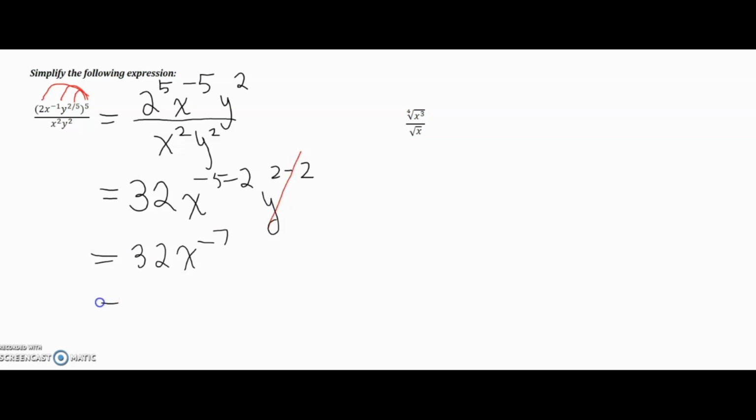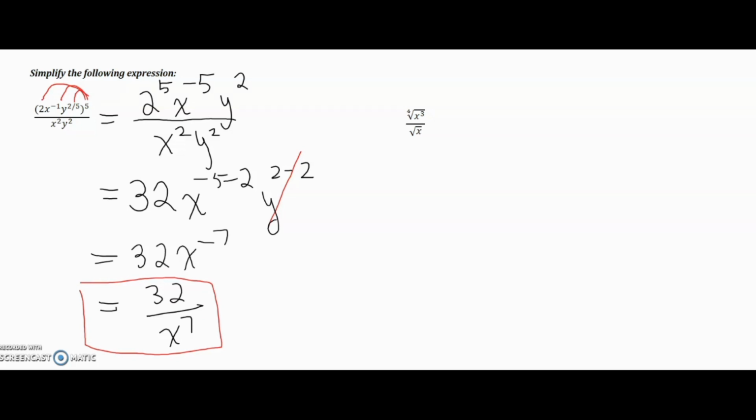All I need to do next is just rewrite that negative power positive. So 32 stays on top. On the bottom, I get x to the 7th. And guess what? We're done. How are you doing? Let's move on to the next one.